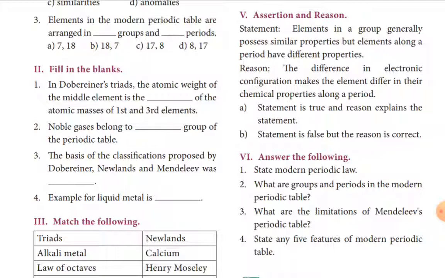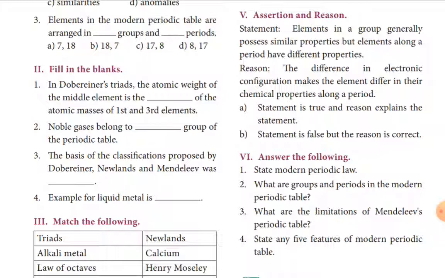What are the limitations of Mendeleev's periodic table? Mendeleev arranged elements in increasing order of atomic mass, and there was no place for isotopic elements, and the increasing order of atomic mass was not strictly followed. No proper position for hydrogen, and like that. So I will send the answer. You have to write it in your classwork.